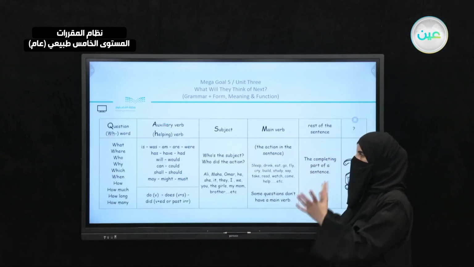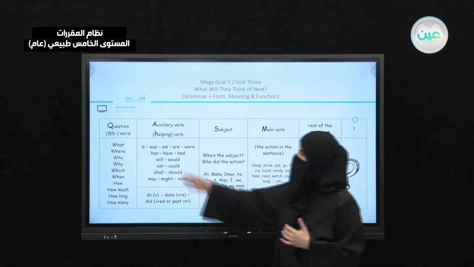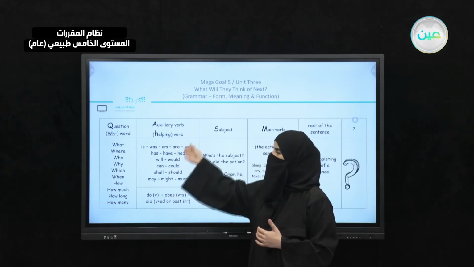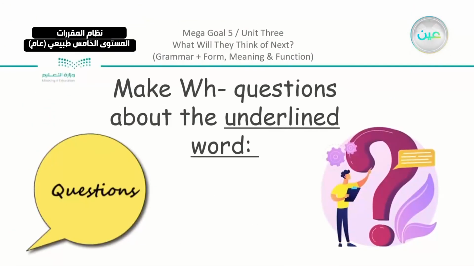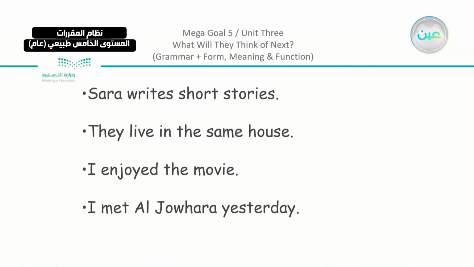Now the basic structure that we discussed, you're going to put, of course, the question word. We have here the auxiliary verbs, and you can use a lot of auxiliary verbs here after the question word. We have here also the subject, the main verb after that, and our completion for the sentence. So we are going to start making WH questions, and this time I'm going to underline the part that I want, and we're going to form the questions together.